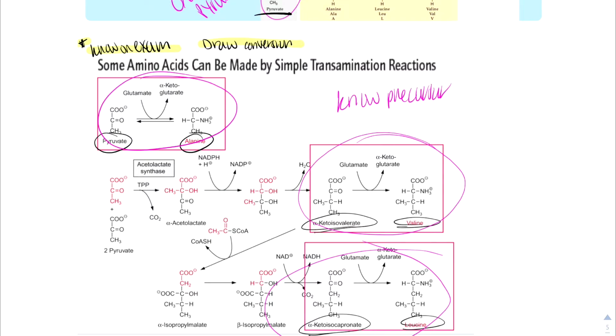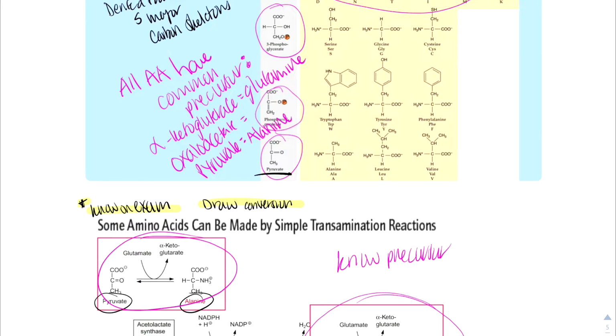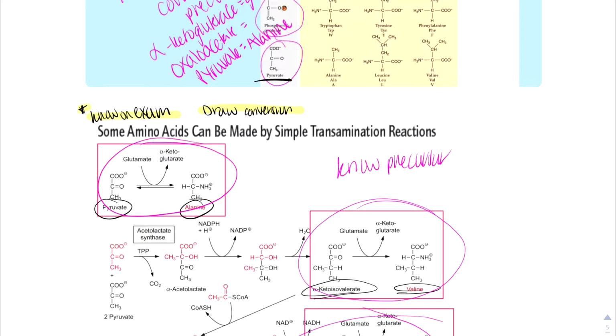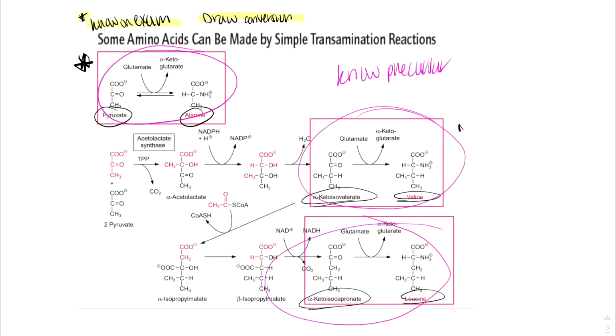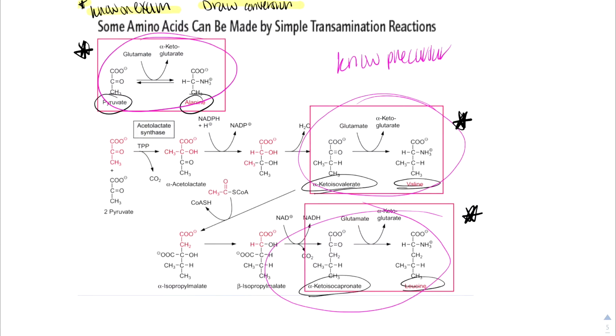I thought I'd show you guys this slide. So we said up here that pyruvate comes from alanine. It's a derivative of alanine. And so this is actually the step that is required in order to make alanine. And this is the step that's required to make valine and leucine. So also knowing these steps is really important because it shows that amino acids can be made through transamination reactions.